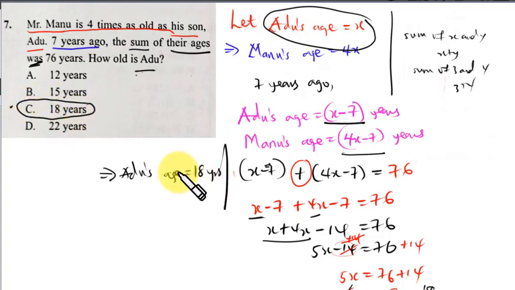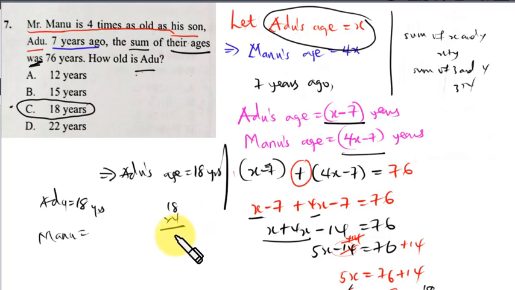And it makes a lot of sense, even if you are to check it. Now, if Adu is 18 years now, right? What do you think will be the father's age? Manu's age will be 18 times 4. 4 times 8 is 32, 4 times 1 is 4, so 72. So this is the current age of the father.